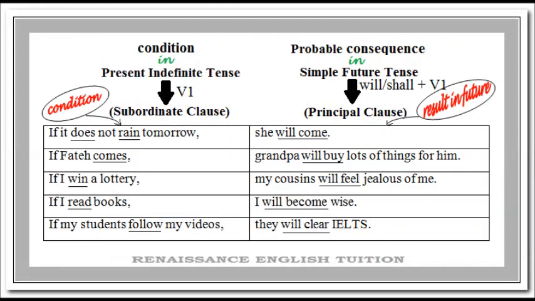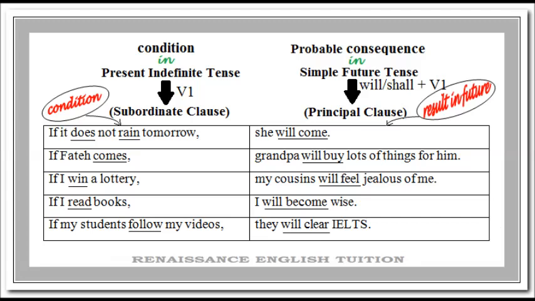See examples. If it does not rain tomorrow, she will come. If Fate comes, Grandpa will buy lots of things for him. If I win a lottery, my cousins will feel jealous of me. If I read books, I will become wise. If my students follow my videos, they will clear IELTS.